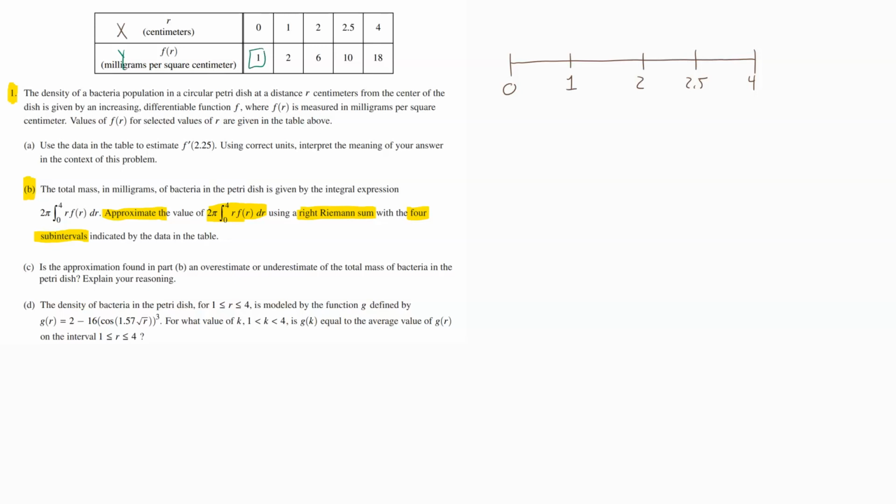So at 0, I've got a y value of 1. At 1, I've got a y value of 2. At 2, it's 6, and then so on down the line. So at 2.5, it's 10, and then at 4, it's 18.